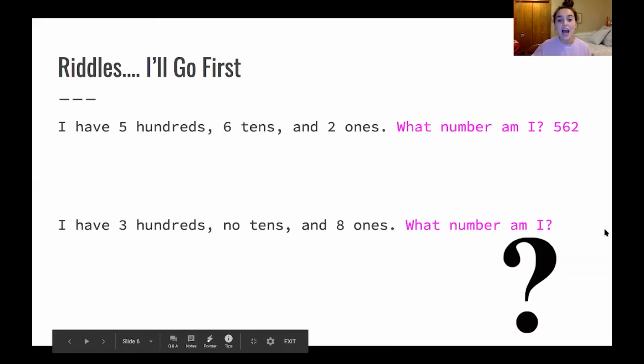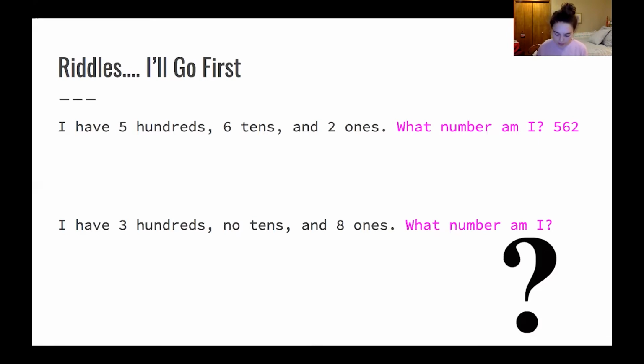The way that I'm going to do this is just fill it in with place value. I'm going to make our 3 spaces here: hundreds, tens, and ones. All right, so it says I have 300s, no tens, and 8 ones.